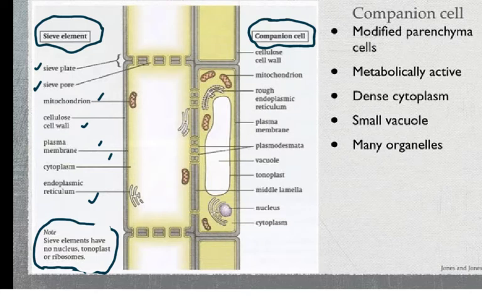But when you look at the companion cell, it has everything: cell wall, mitochondria, rough endoplasmic reticulum, cell membrane, plasmodesmata, vacuole, tonoplast, middle lamella, nucleus, and cytoplasm. So the companion cells, as compared to the sieve tube elements, are highly developed and have everything which a normal plant cell would have. So please pause here, make your notes and make a mental picture of this image.